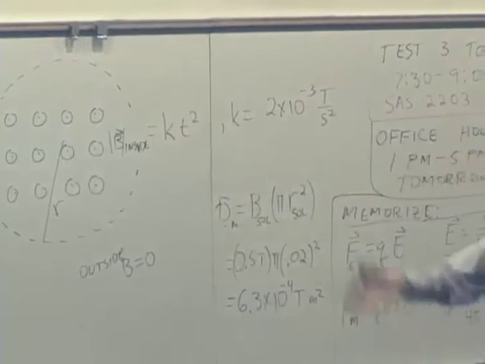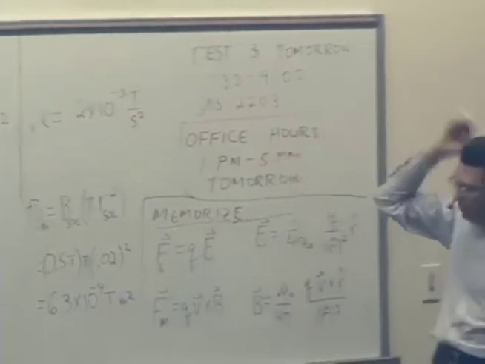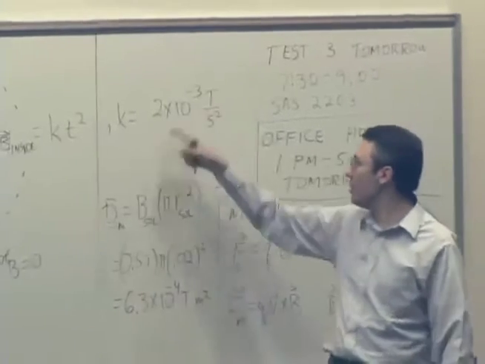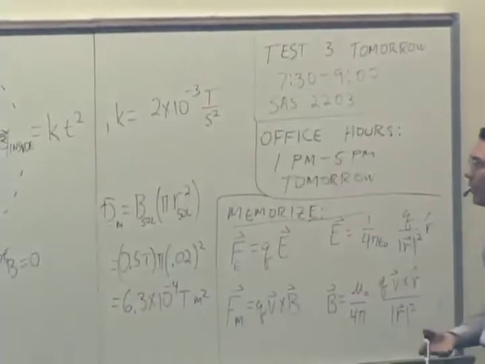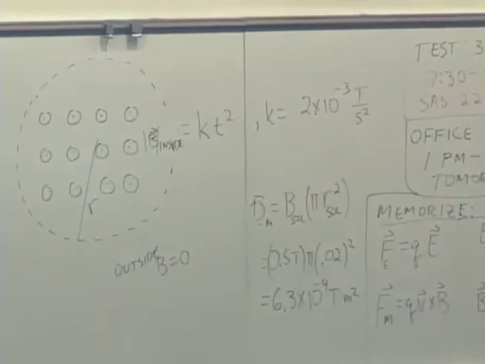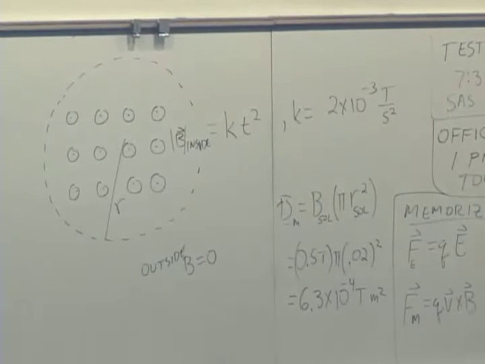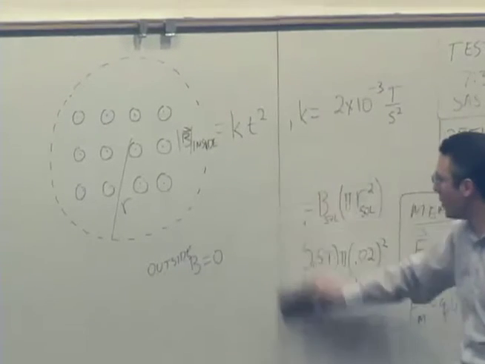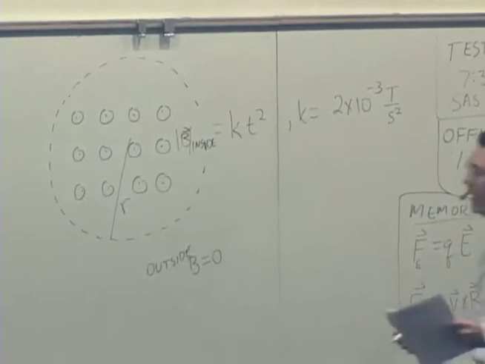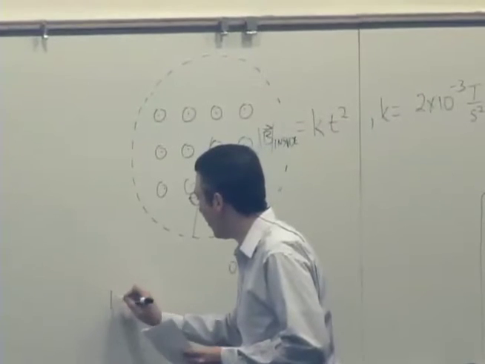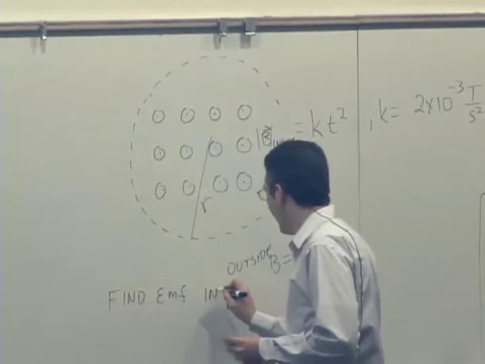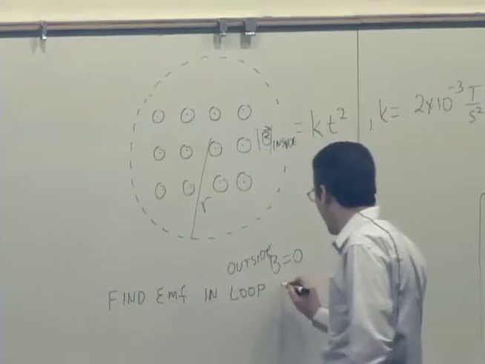Okay. So for example, at t equals 0, B is equal to 0. At t equals 1 second, B would be equal to 2 times 10 to the minus 3 tesla, and so on. At t equals 2 seconds, it'd be 4 times that, 8 times 10 to the minus 3 tesla. So it's just increasing as a quadratic, basically with the square of time. And we want to find the EMF in the loop of radius r.